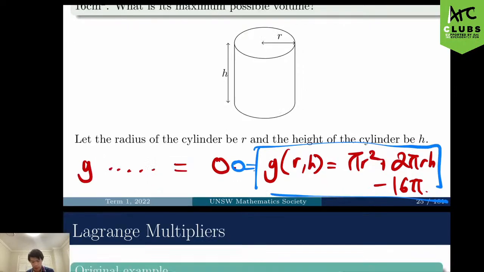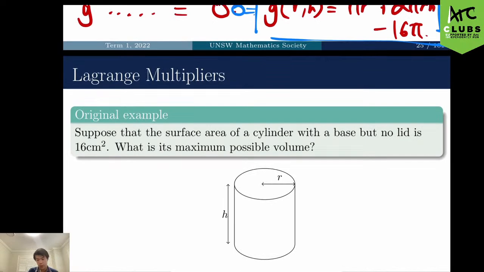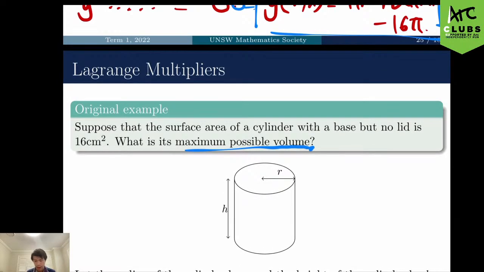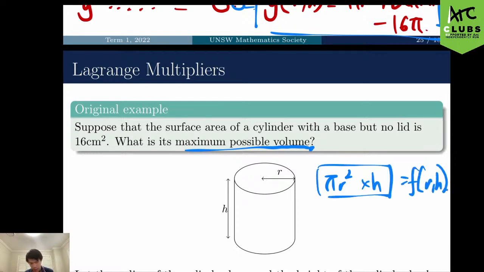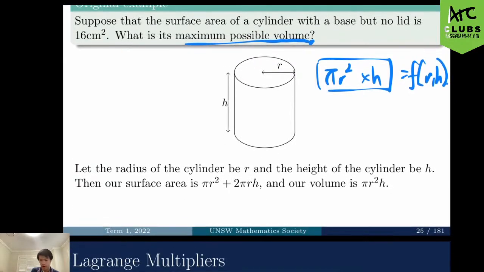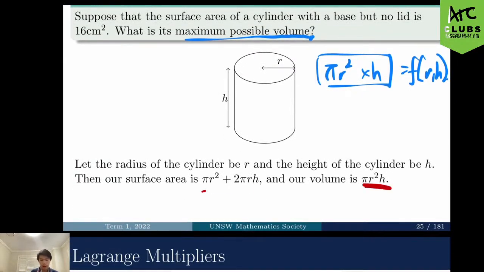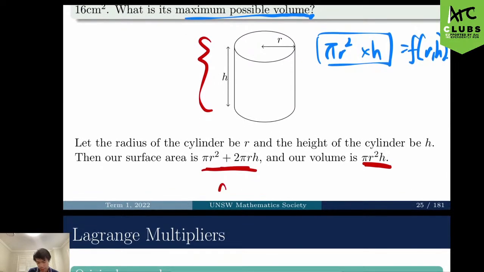That's our g. And what about volume? That's the function we're trying to maximize. So what's the volume going to be? It's going to be pi r squared, the base, times the height. So that's basically f. We've got these two things. A nice way to start off this question is to look at the variables, try to define our functions, and convert to maths.